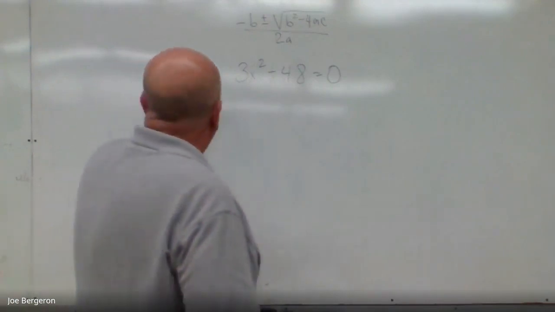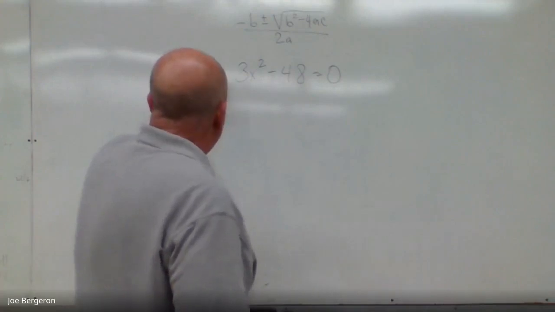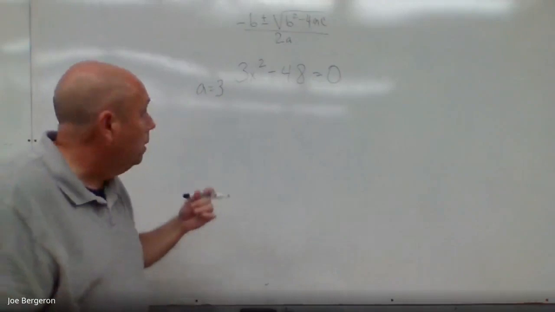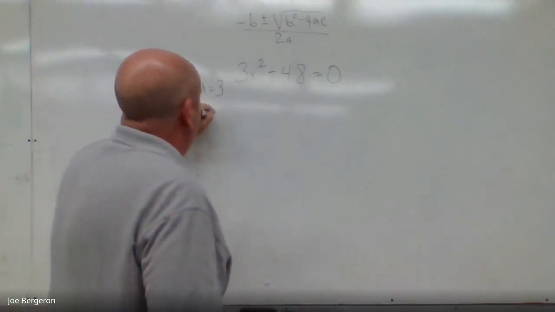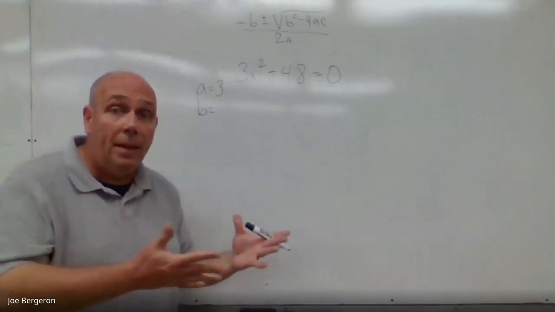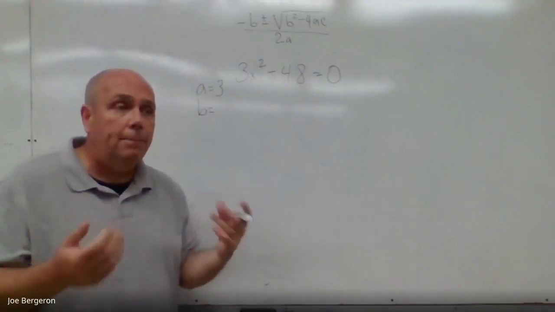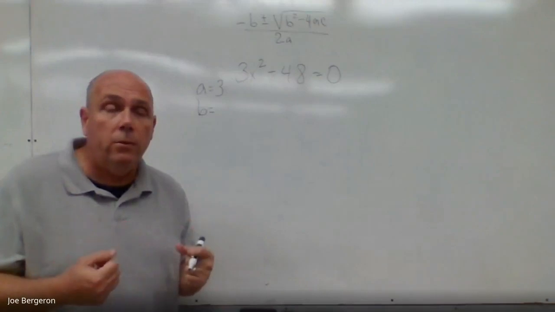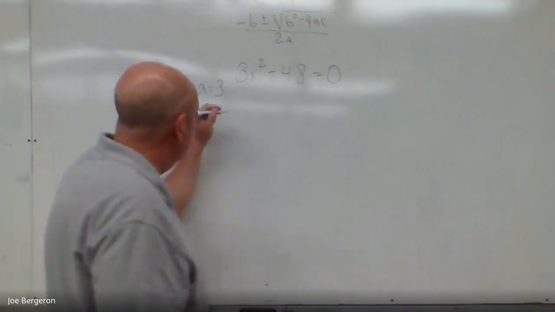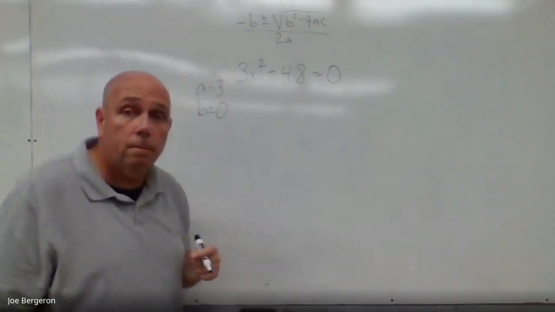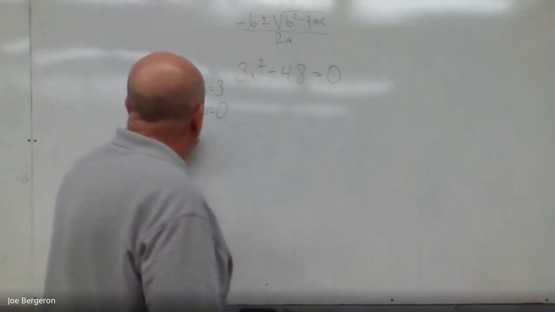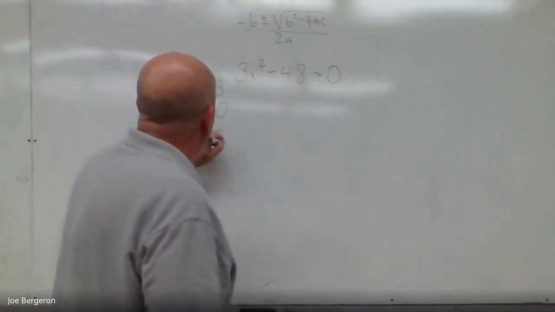Okay, so what is our A? Well, that's easy because it's the 3. It's the number next to the x squared, right? Well, what's our B? Uh-oh. Now we have a problem. There is no B given. Well, in the absence of a number, what do we use to hold its place? Well, we always use the number 0. Okay, 0. And C is negative 48.